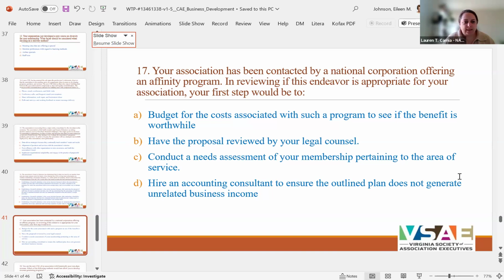I'm going to guess B, have the proposal reviewed by your legal counsel. Correct. And that's one of the few times when the answer actually is talk to your legal counsel. That is true for affinity programs, because the way they're structured could have some tax consequences for the organization.